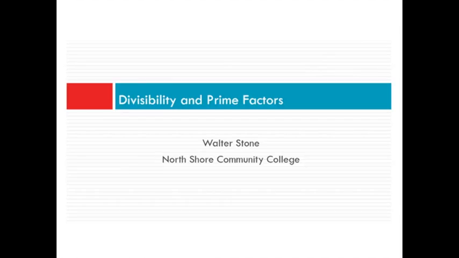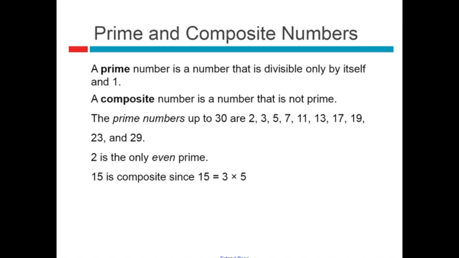This lesson is about divisibility and prime factors. A prime number is a number that is divisible only by itself and 1. And a composite number is a number that is not prime.